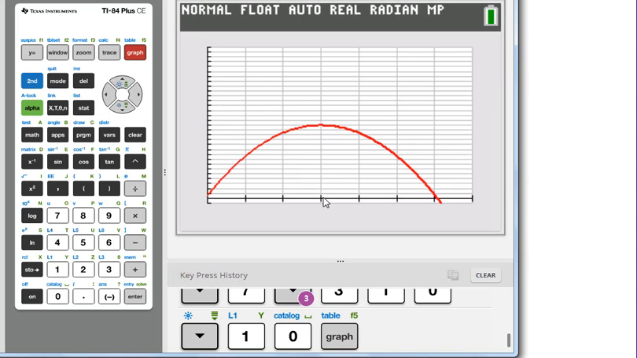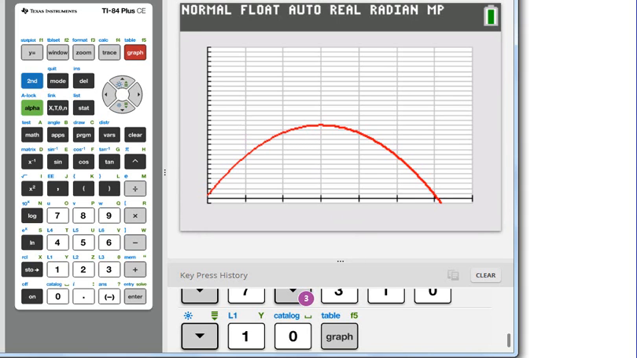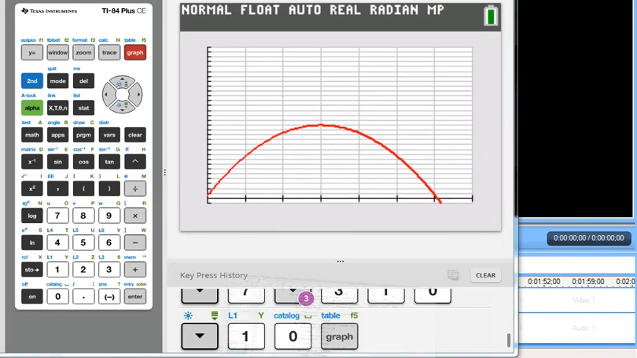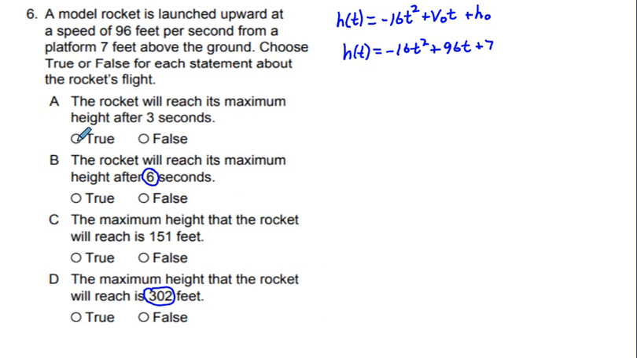Yeah, so it looks like 3 seconds. This maximum is going to be right here where I'm circling the vertex at the top, and not 310 feet. Looks like it's about halfway. So just visual inspection would give us our answers already, and our answers are after 3 seconds, not after 6 seconds, and 151 feet yes, and not 302 feet maximum height.